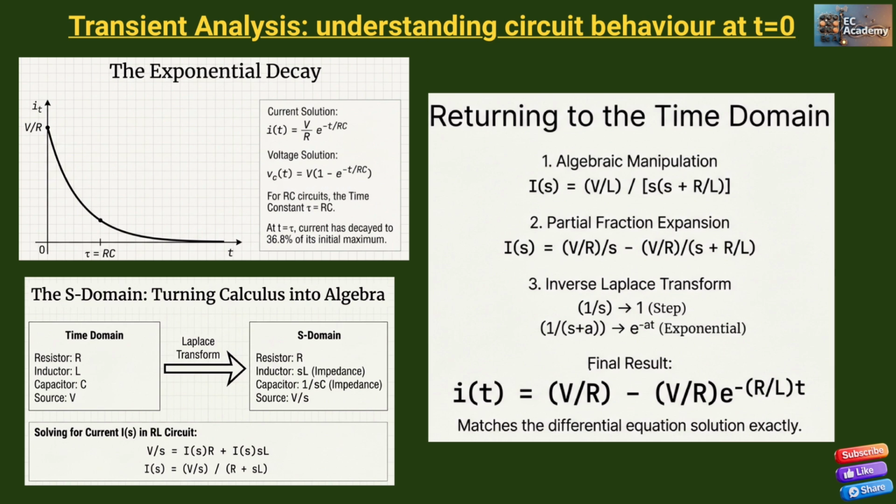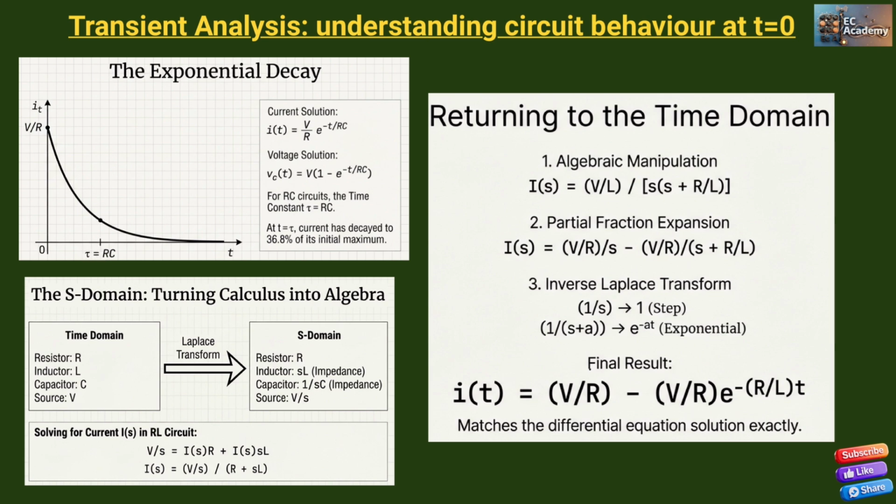For the RC circuit, the time constant tau will be R into C. Due to this equation, it results in exponential decay of the current. The current initially starts at V by R and it crashes down towards 0 as shown in this figure. So at one time constant, the current has decayed to 36.8% of the initial maximum value.